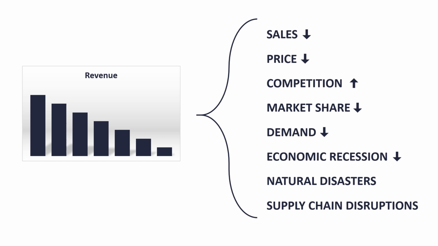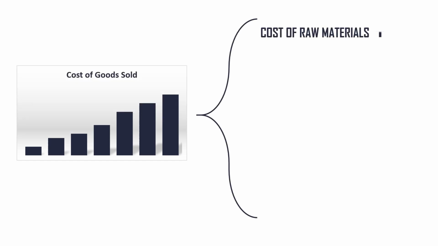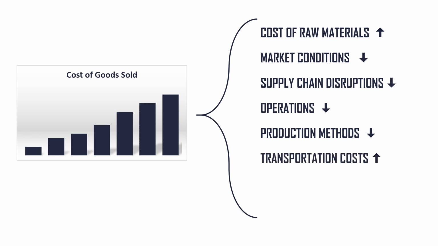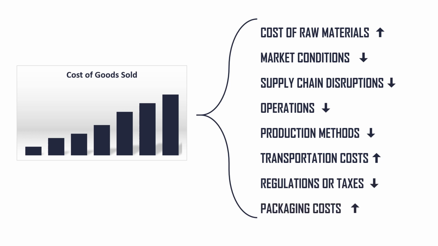There can be several reasons why a company's cost of goods sold might increase. For example, the cost of raw materials may increase due to changes in market conditions or supply chain disruptions, resulting in a higher cost of goods sold for the company. Alternatively, the company may be operating at capacity or using less efficient production methods, leading to higher production costs. In addition, an increase in transportation costs, changes in regulations or taxes, or an increase in packaging costs can also contribute to an increase in the cost of goods sold.